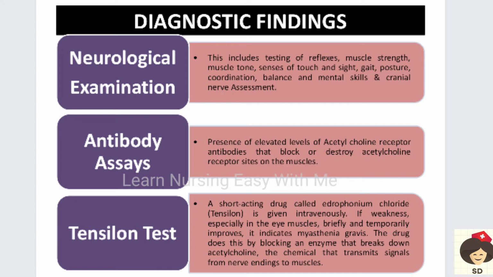You can identify problems with sensory and motor function in the neurological examination. And then the antibody assay, which is a blood test where we check for the presence of antibodies. You can see the antibodies that are attacking the acetylcholine receptors will be elevated in the blood.